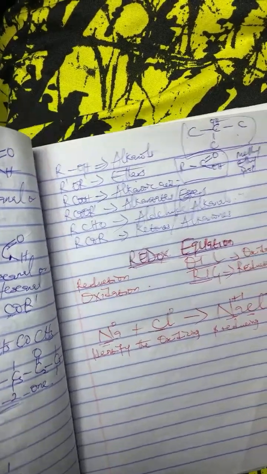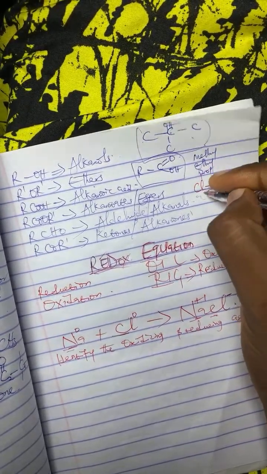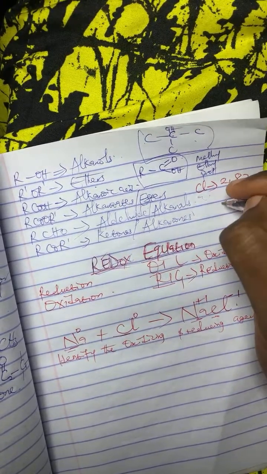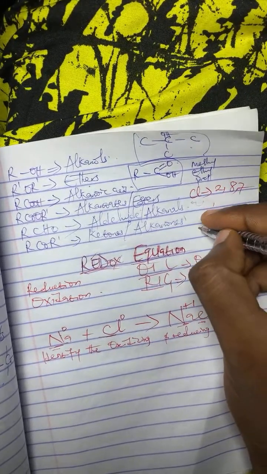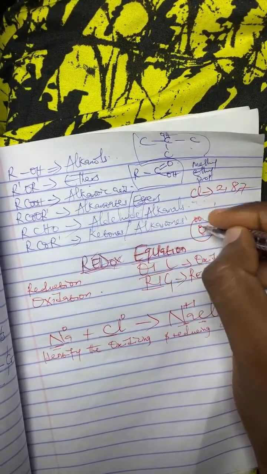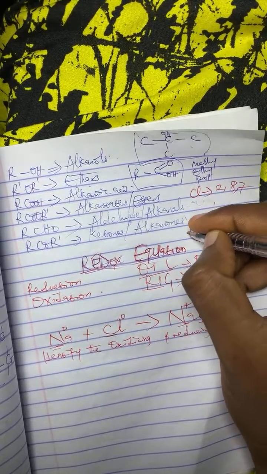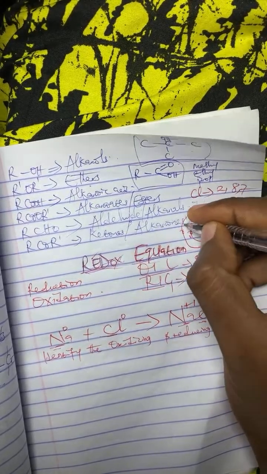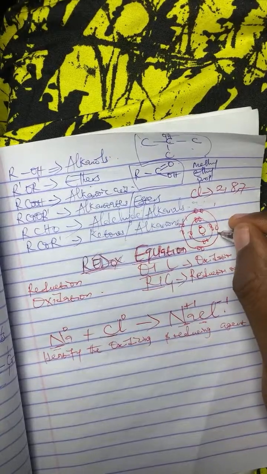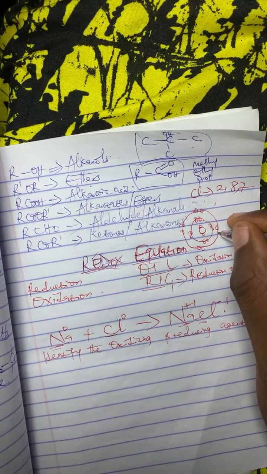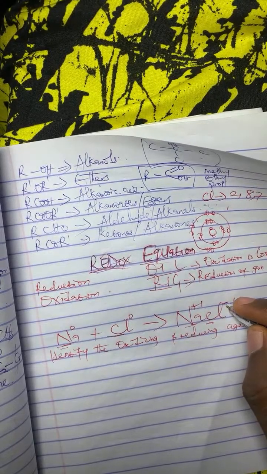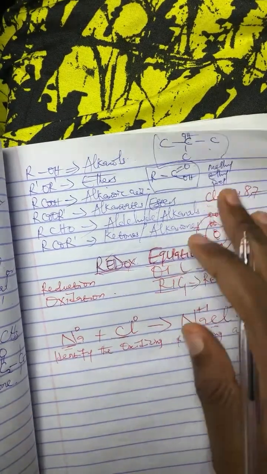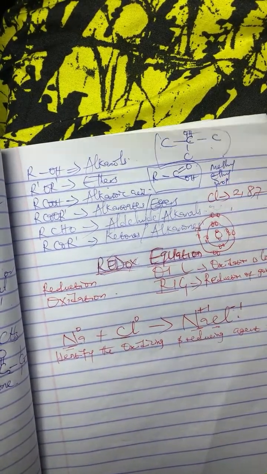Do you know why it's -1 and this one is +1? Let me take your mind somewhere. What is the atomic number of chlorine? 17. Chlorine is 2, 8, 7. That means it needs one more electron to complete its octet structure. That's why it is -1. It is lacking one.